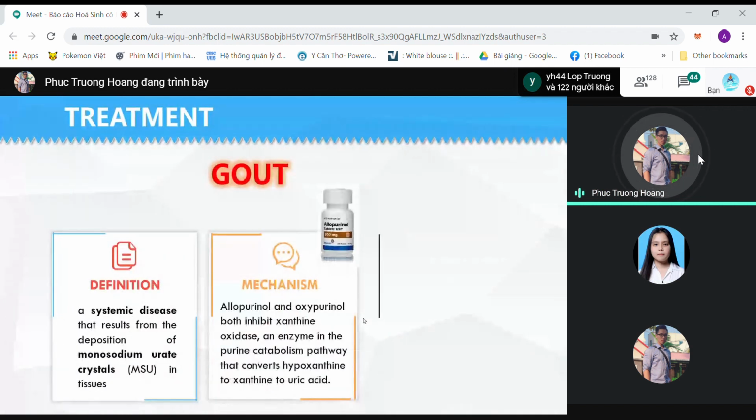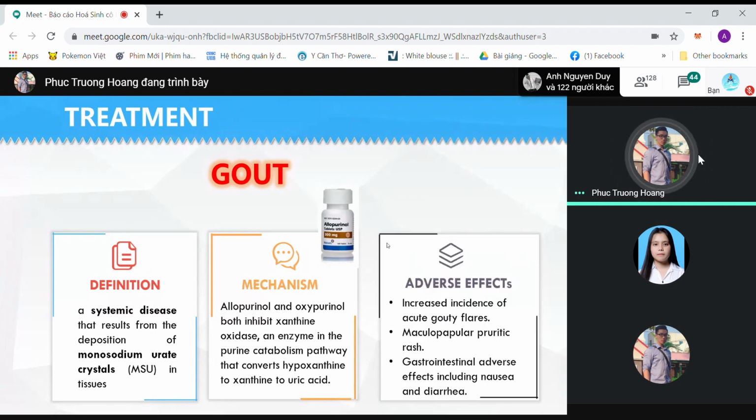So how do we treat it? We will use allopurinol and oxypurinol. Both inhibit xanthine oxidase, an enzyme in the purine catabolism pathway that converts hypoxanthine to xanthine and to uric acid. Adverse effects: it may increase the incidence of acute gouty flares, maculopapular pruritic rashes, and gastrointestinal adverse effects including nausea and diarrhea.